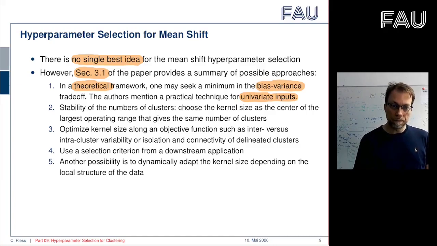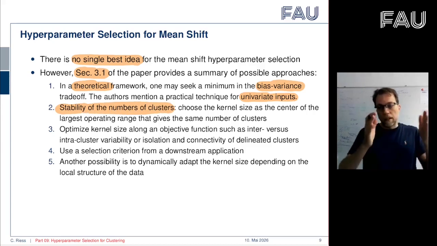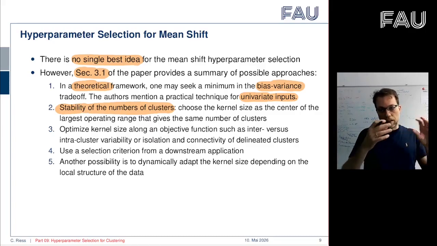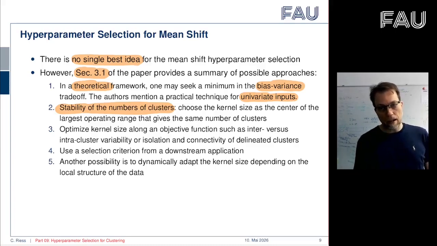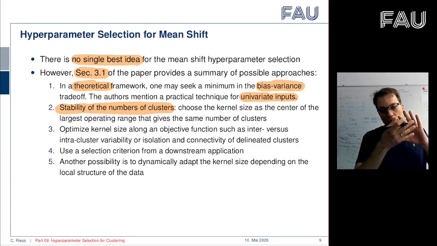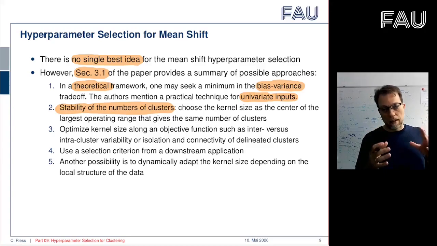Second possibility, you can use stability of the number of clusters as a criterion, which I find a bit ad hoc, but okay. You can vary the kernel size and produce different clusterings. Then I track how the number of clusters changes over different kernel sizes, and I choose the kernel size that gives me, for the biggest range, a stable number of clusters.